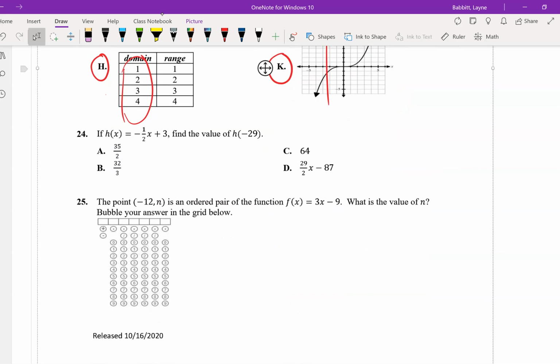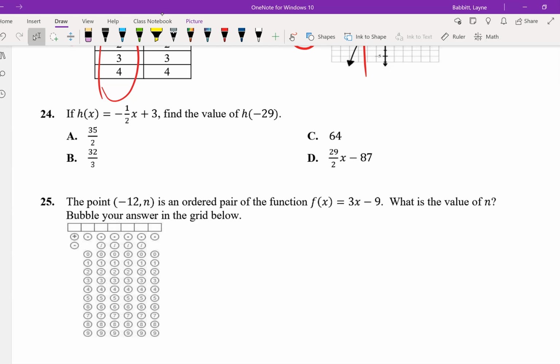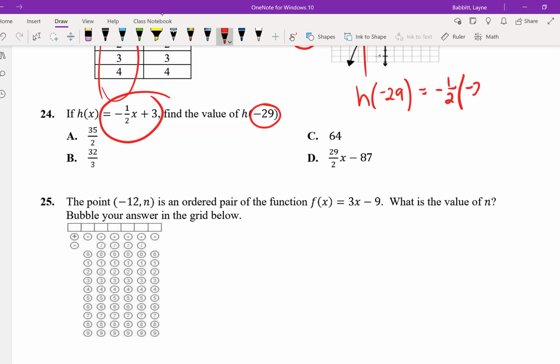Moving on. If h of x equals negative 1/2 x plus 3, find the value of h of negative 29. This is just a fancy way of saying plug negative 29 in for the x. So h of negative 29 equals negative 1/2, but instead of x, I'm putting negative 29, plus 3.